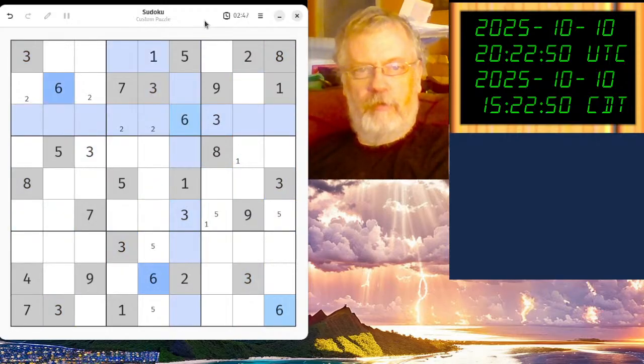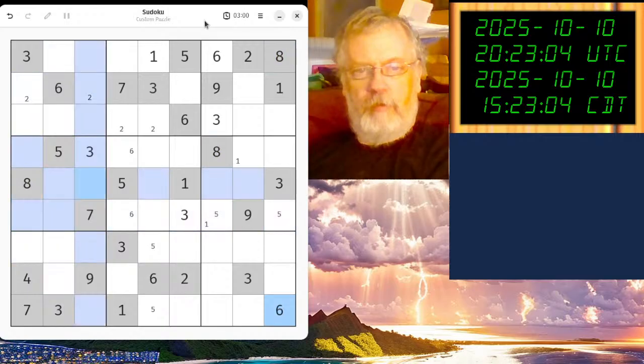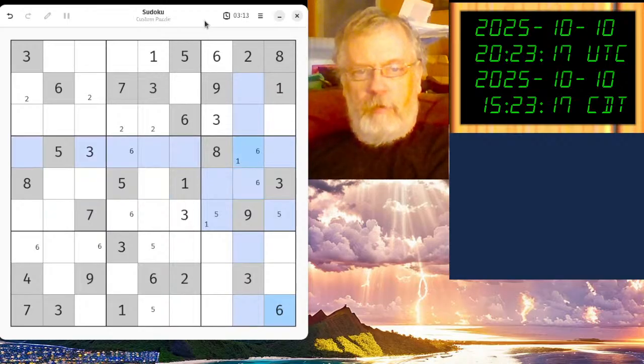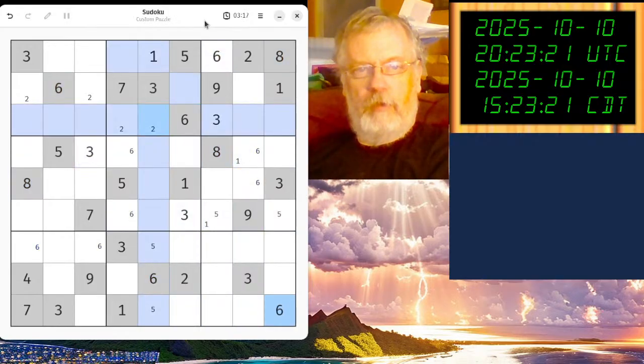Let's take a look at 6s. Got 3 of those on the board. Now I've got 4. Here we've got 2 possibilities. I've got 3 possibilities here. 2 possibilities here. 2 possibilities here. And that's going to do for 6s at the moment.